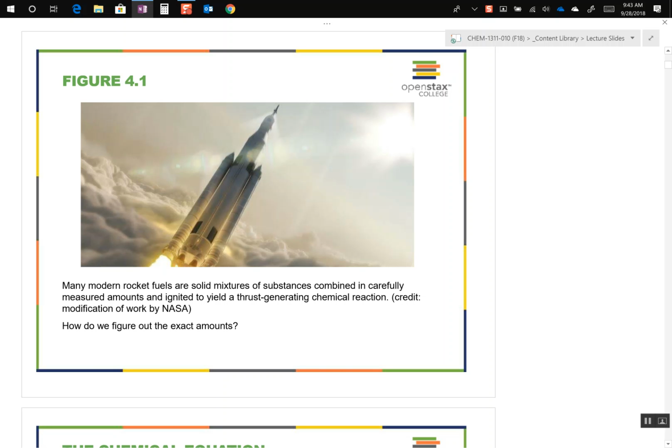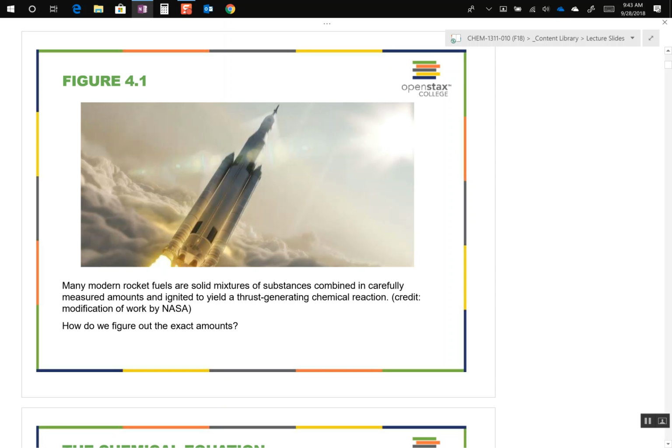chemicals in solid form, and it just burns. But you want to make sure that you have all the correct quantities of each reactant, and they're going to react together to give you the best outcome, or the most thrust in this case.